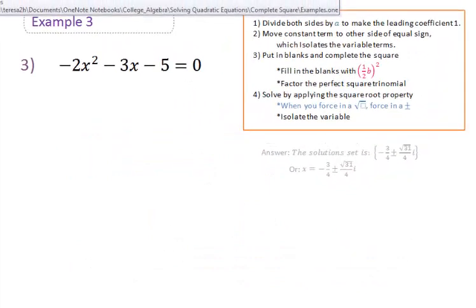Our third example is negative 2x squared minus 3x minus 5 is equal to 0. If you would like, pause the video, see if you can solve this one on your own using the completing the square method, and the answers are listed to the right underneath that orange box.